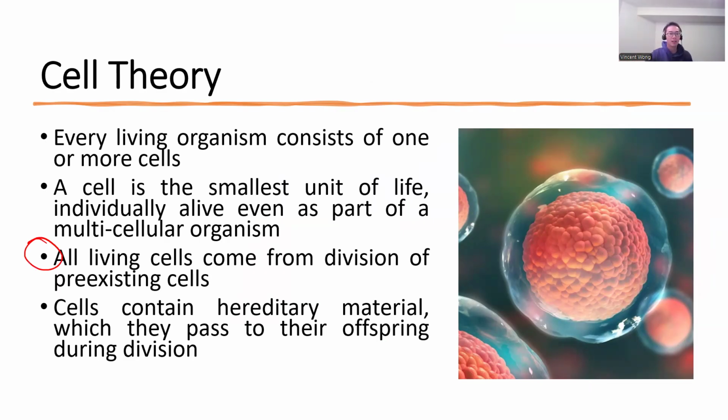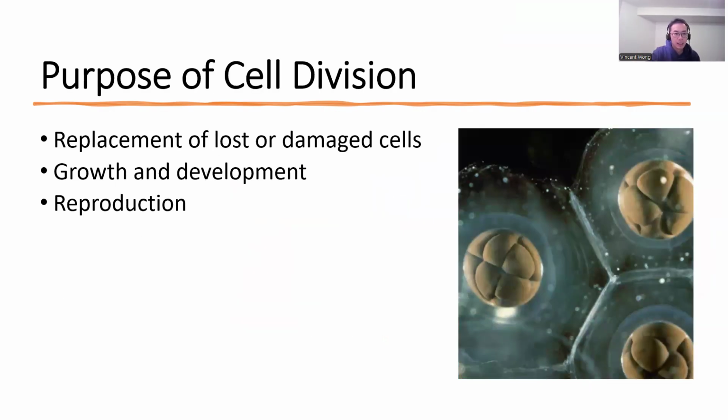Some people have some theories, but we know all the new cells have to come from some other cell that was already there. And the purpose of cell division is to replace lost or damaged cells. We need cells to help us grow, help us develop. We have a lot more cells now than when we were babies. And some organisms use cell division as a way for reproduction.